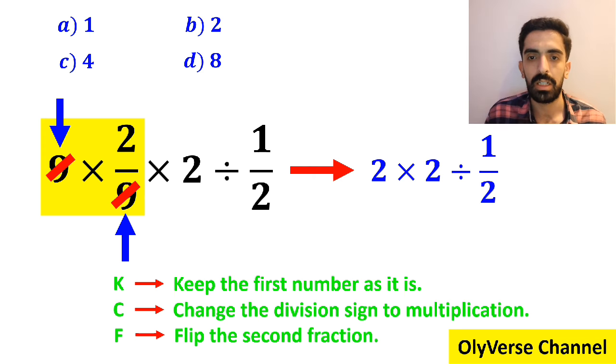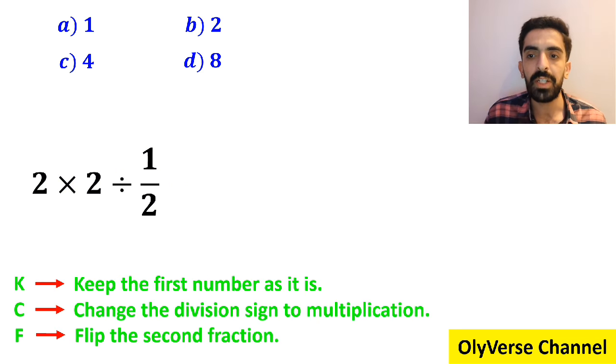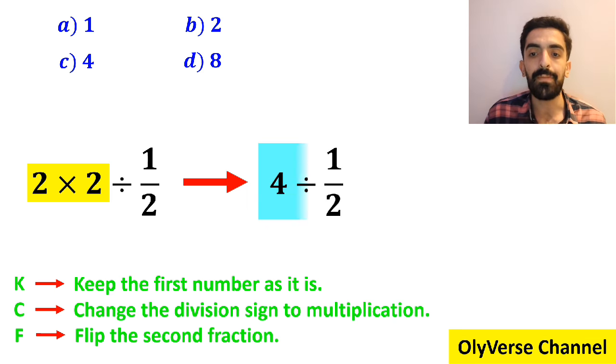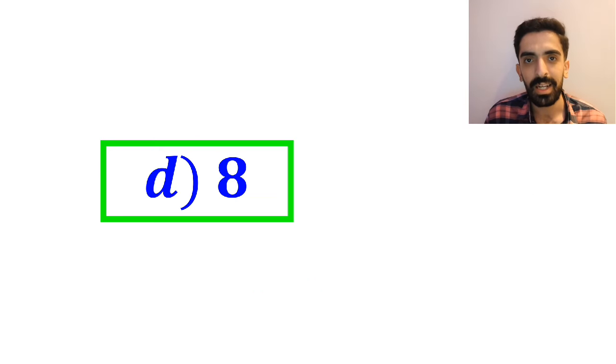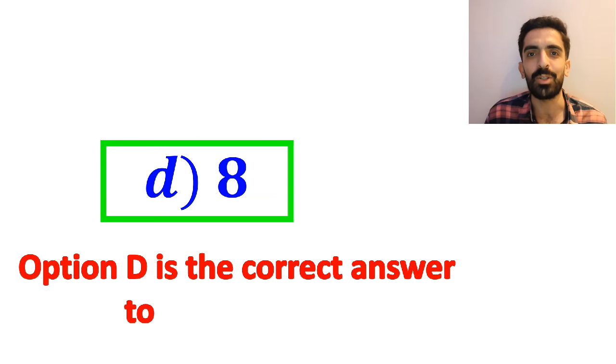In the next step, we do the multiplication between the 2's, which simplifies it to 4 divided by 1 over 2. And for the part which I have highlighted in blue, according to the KCF rule, we write it as 4 times 2, which results in the final answer 8. Therefore, option D is the correct answer to this question.